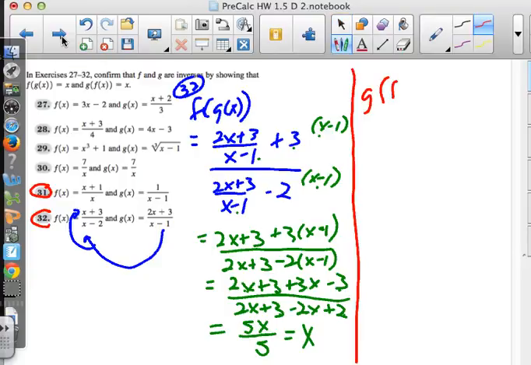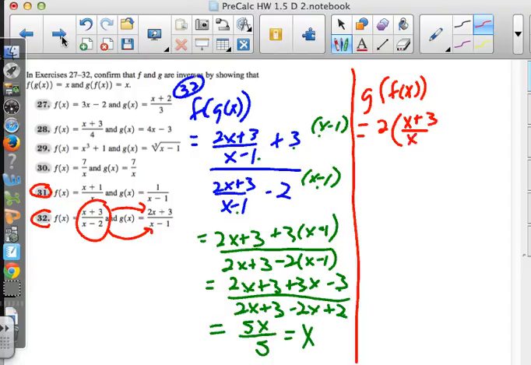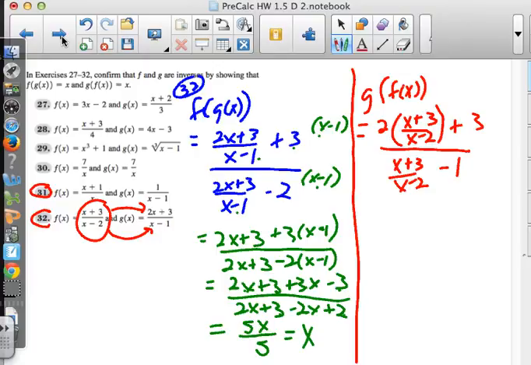Then we need g of f of x. All right, so other direction. We have to take f of x, and in the two spots that we see x, we're going to put that nice little fraction. So this will be 2 times x plus 3 over x minus 2 plus 3, all over x plus 3 over x minus 2 minus 1. Now, again, let's just use that least common denominator here, which is x minus 2, and multiply everything in the numerator and the denominator by x minus 2.